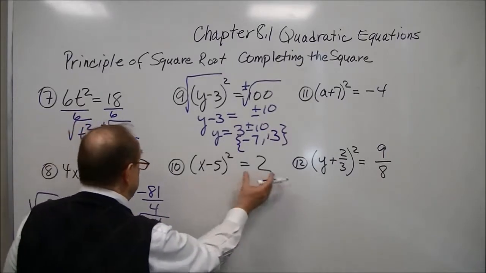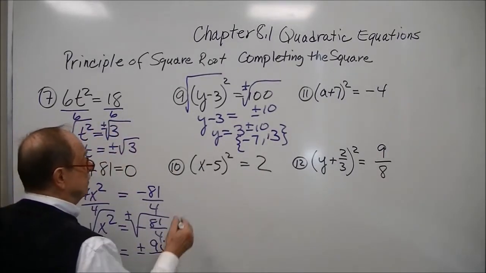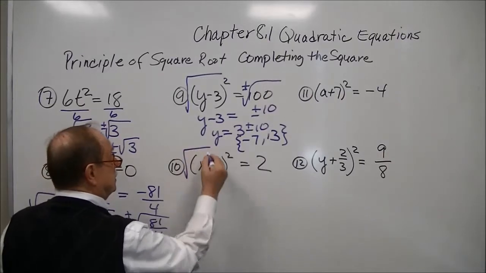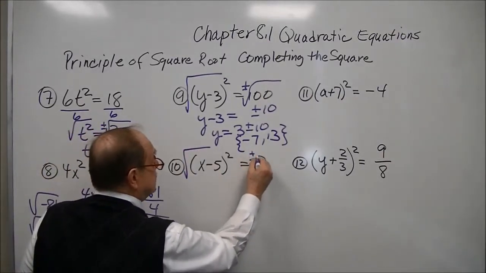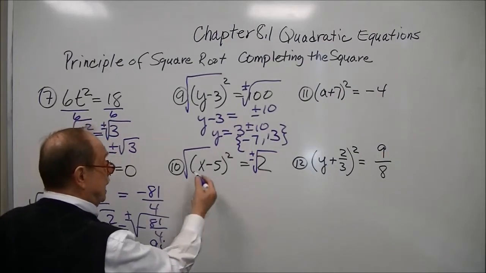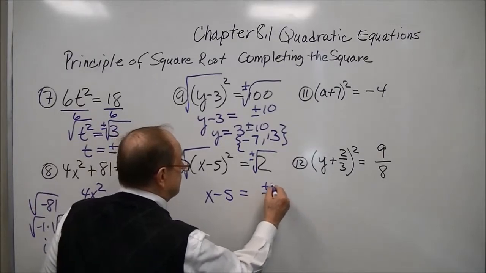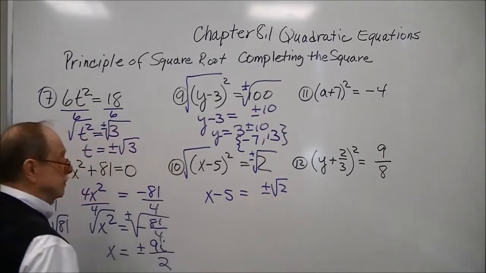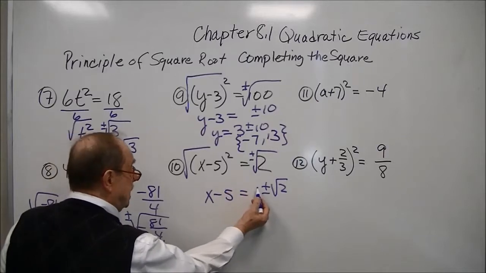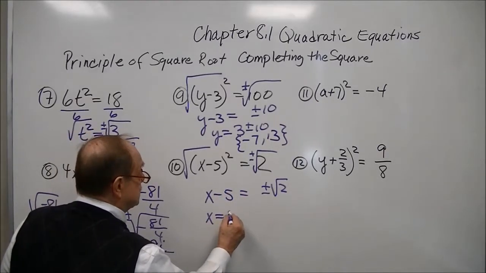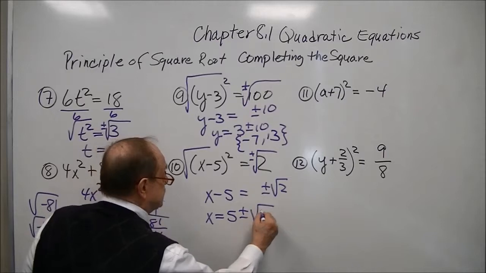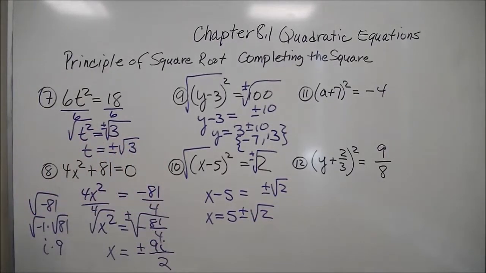All right, in this one, again, we're following the same pattern. We're going to take the square root of that, plus or minus the square root of that. That leaves the radicand, x minus 5 equals plus or minus the square root of 2. We just transpose the 5. x equals 5 plus or minus the square root of 2. And you might say, wow, that's not too hard. Again, there's a little recipe involved.